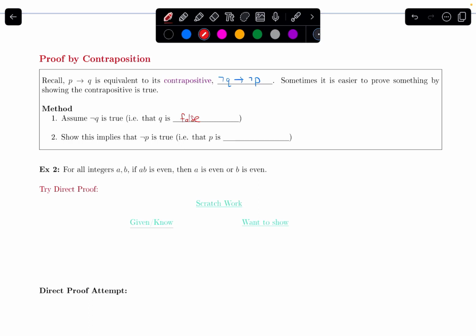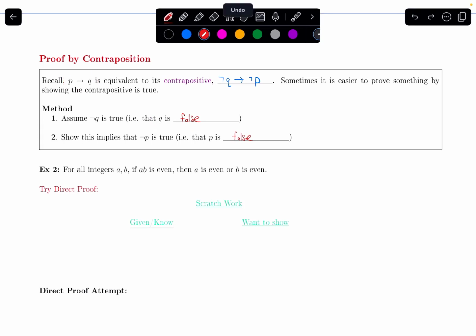And then we want to show that not P is true. That's another way of saying that P is false. So we're going to assume that Q is false and try to show that that means P is false. And that will prove the contrapositive, which is the same thing as proving the original, because they're equivalent.